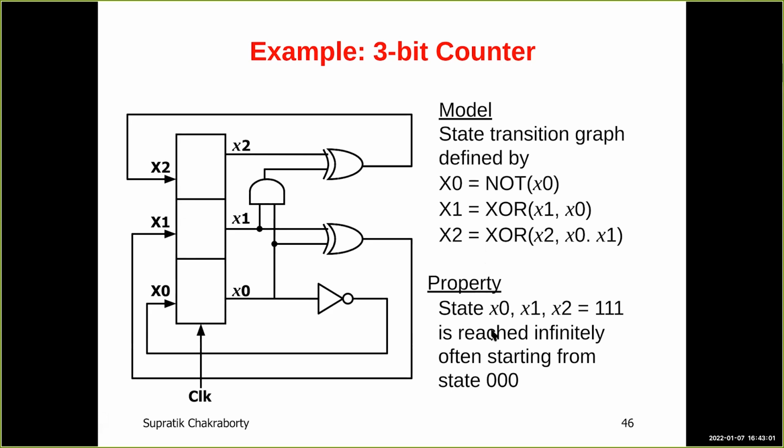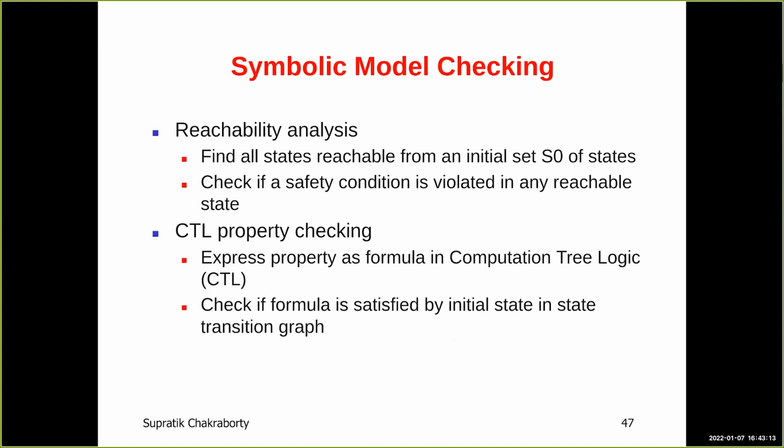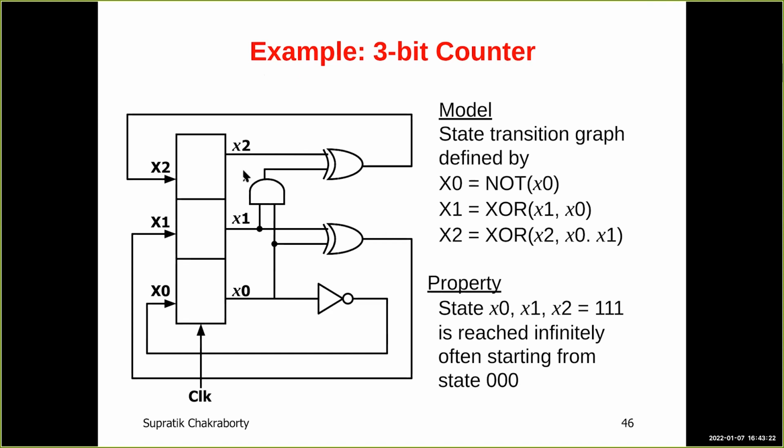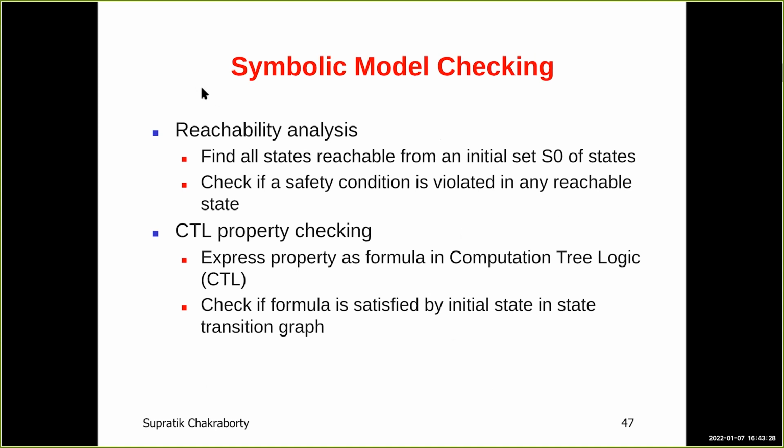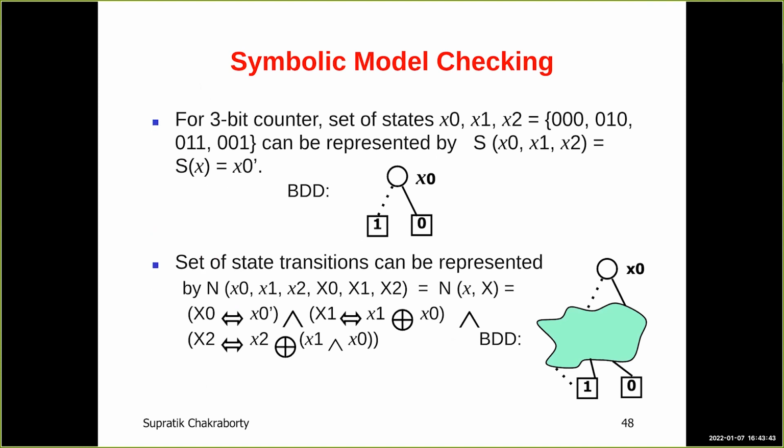And then maybe the property that I want to check is, is this state 1, 1, 1 reached infinitely often starting from 0, 0, 0 along all paths starting from 0, 0, 0, right? So what we're going to do is, you saw that we really need to do this backward traversal to figure out which states satisfy the formula. So this backward traversal can also be thought of as reachability analysis. We are trying to find out all states reachable from a given set of states. And we'll try to see which of these states are going to satisfy some property and which are not going to. So here is how it works.